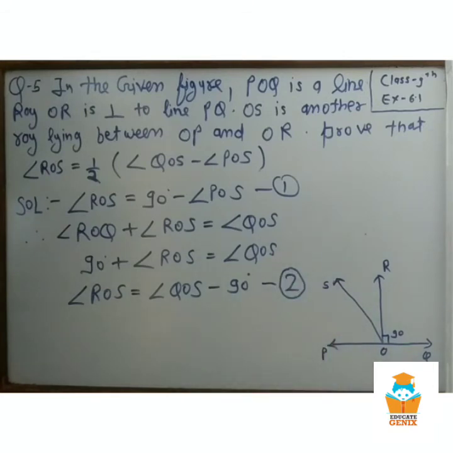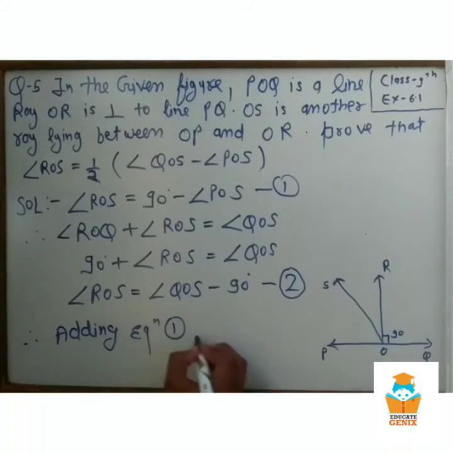As you can see, after adding equation one and equation two, we will get two angle ROS equals, and this 90 degree and that 90 degree are going to cancel out, and likewise angle QOS will be written and minus angle POS will be written. Therefore, we are going to add equation one and two. Further, we will see on the next page.